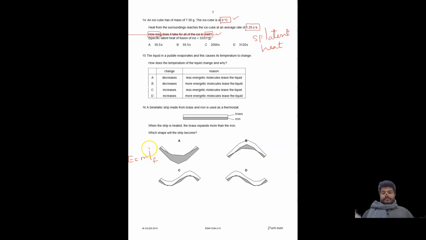This LF value is given here. How much? Here you can read it, 333 joule per gram. So the mass in this calculation, we have to keep in gram. It's very important. Already it is given in grams. Sometimes you have to note it down. If it is given in kilograms, it should be converted to gram. Multiply by 1000.